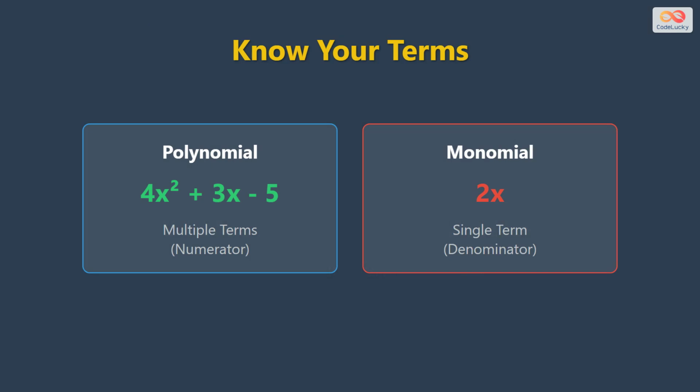First, let us make sure we understand the names of the parts we are working with. The top part of our fraction is called a polynomial. This means it has multiple terms, like 4x squared plus 3x minus 5. The bottom part is a monomial, which means it has only one single term. Like 2x, we are dividing the many terms on top by the single term on the bottom.